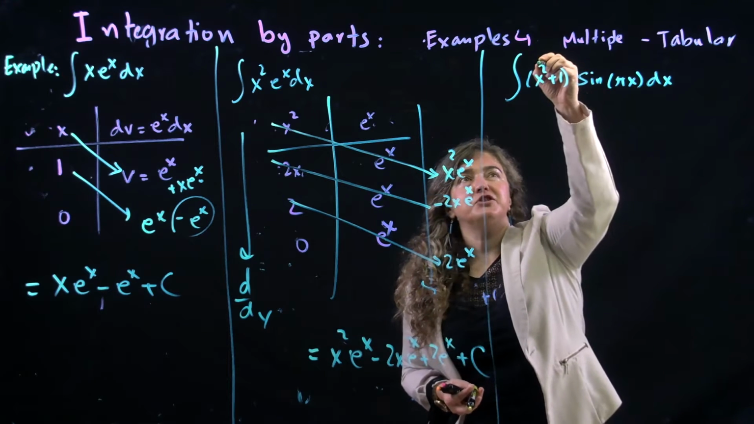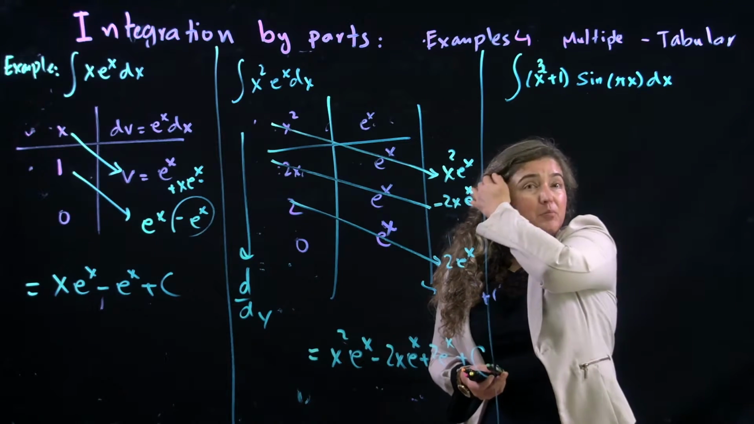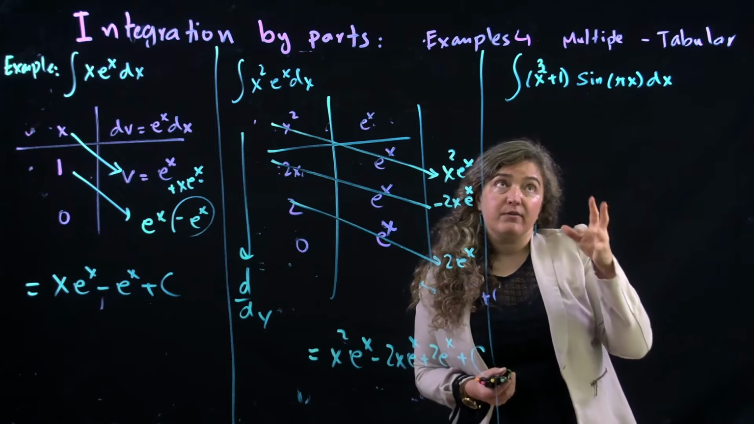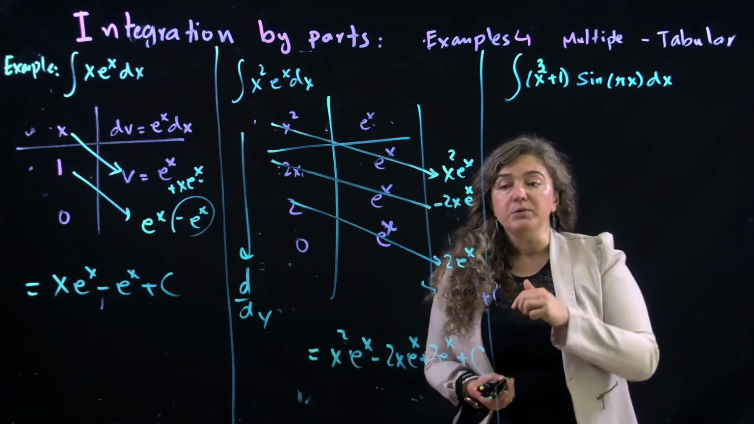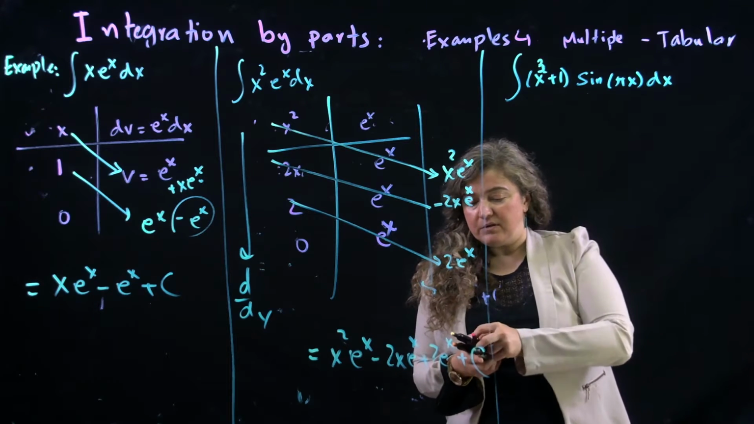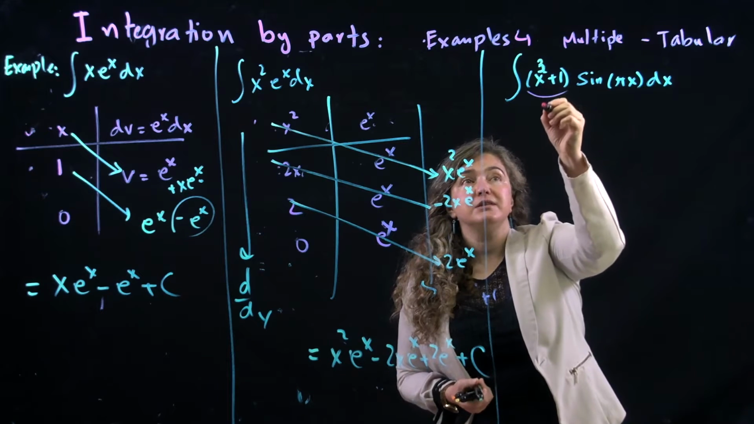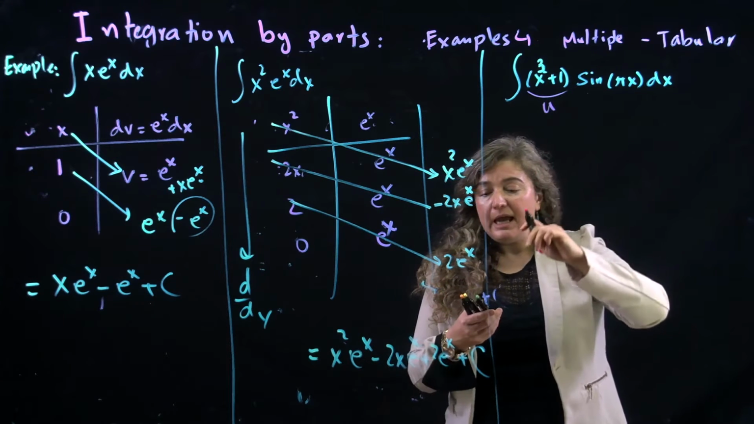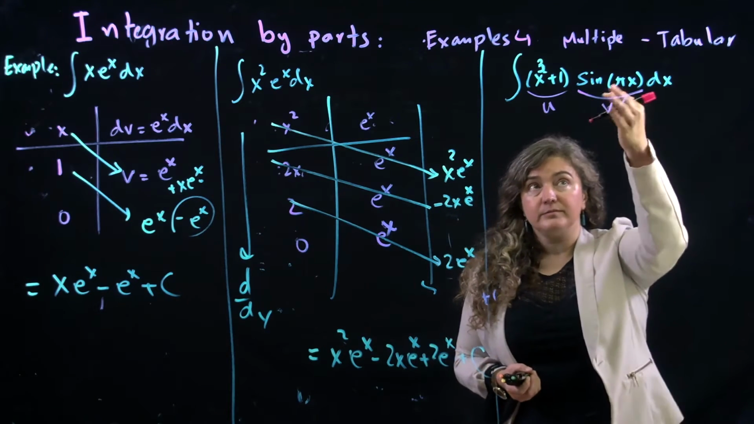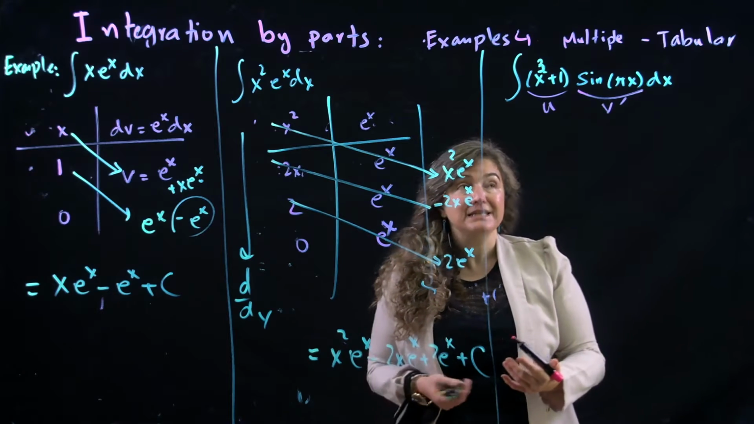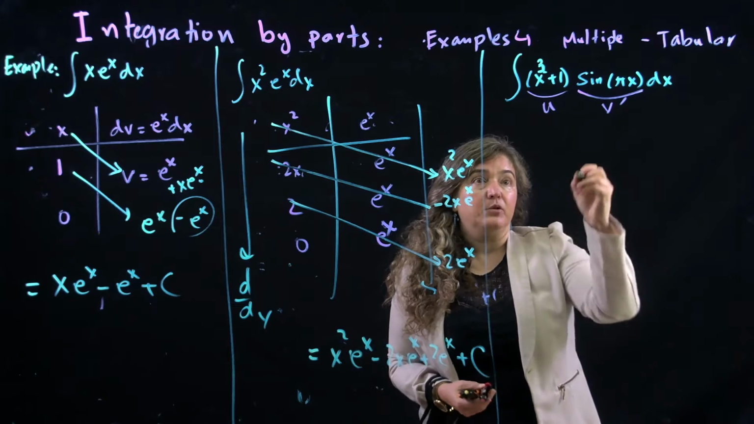Let's see, I'm going to change the example a tiny bit. So with a trig function, sine of something or cosine of something, times a polynomial, I always choose the polynomial to be u, and the other part, the part times dx, to be dv. Now, write that down in a table.